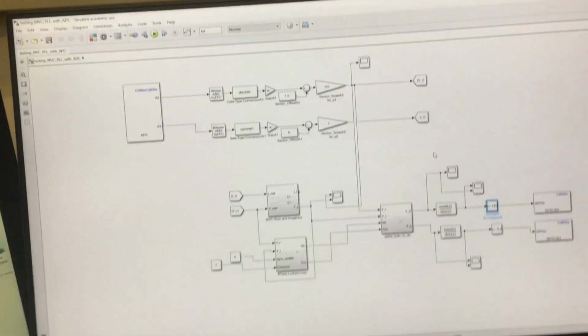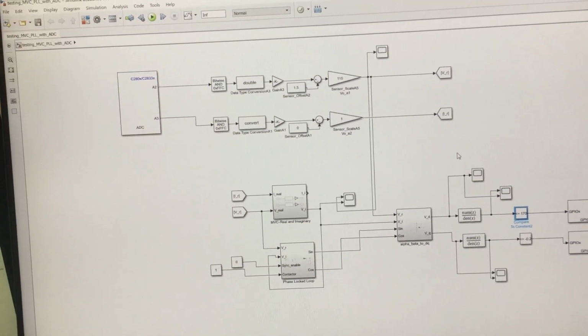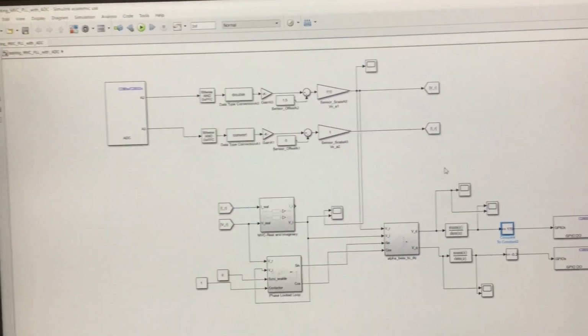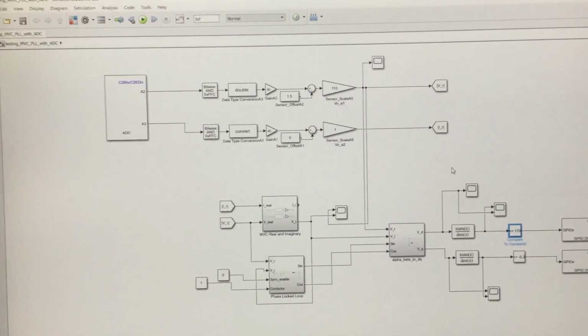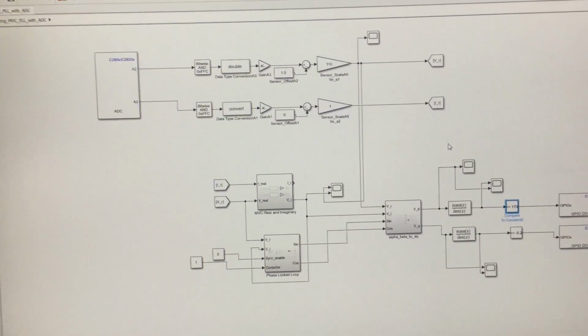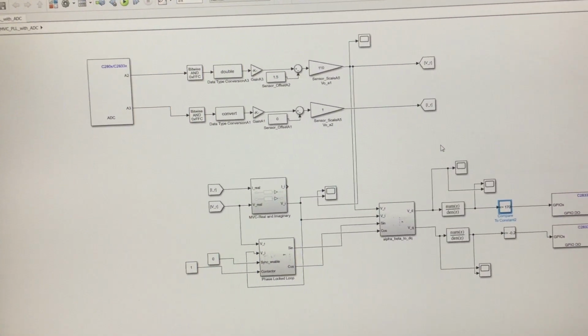So this is a short video on how to use the TMS320F28335 microcontroller along with its ADC port in order to generate a DQ frame using only the real voltage signal.